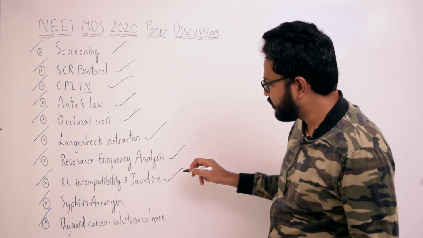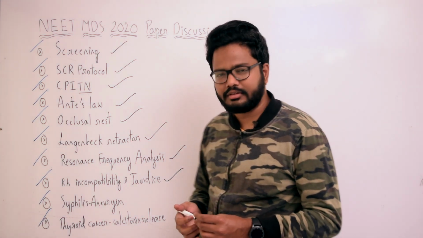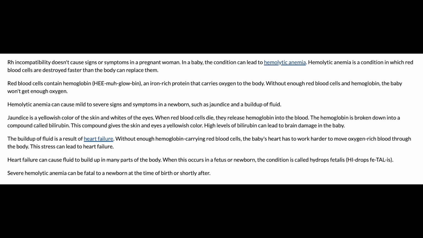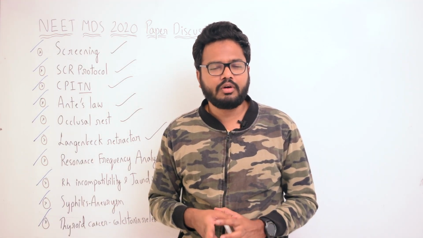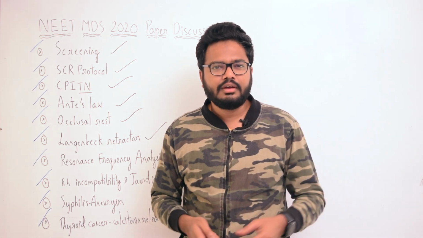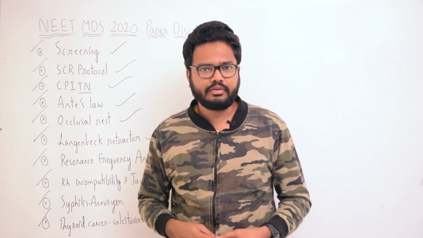Moving on to the next question, RH incompatibility is associated with which type of jaundice? As you're all familiar with, it is hemolytic jaundice. RH incompatibility doesn't cause signs or symptoms in pregnant women. In a baby, the condition can lead to hemolytic anemia, a condition in which red blood cells are destroyed faster than the body can replace them. We discussed HDNB, hemolytic disease of the newborn, or erythroblastosis fetalis, a number of times previously as well, right?